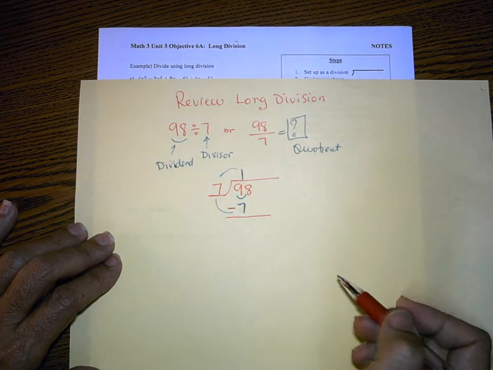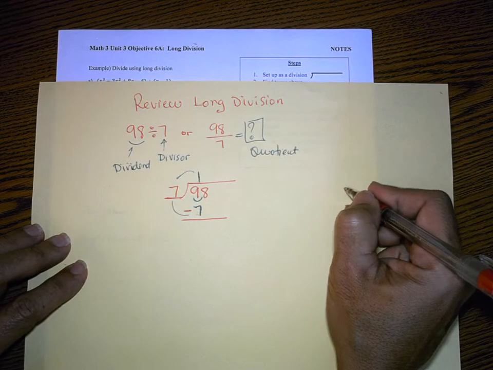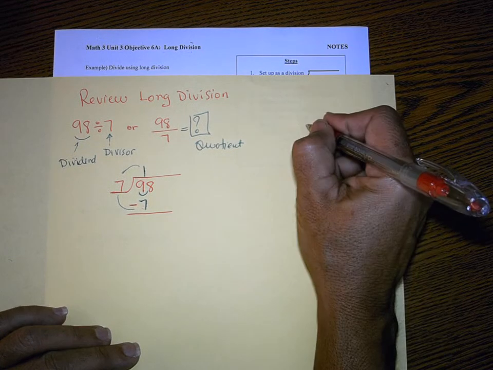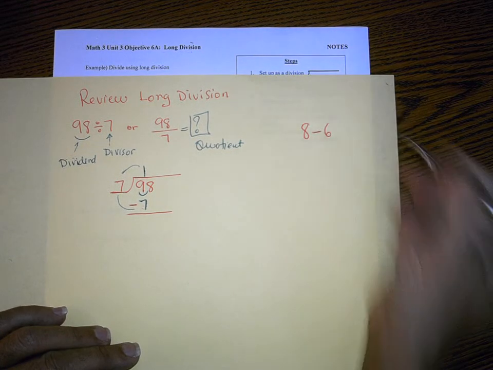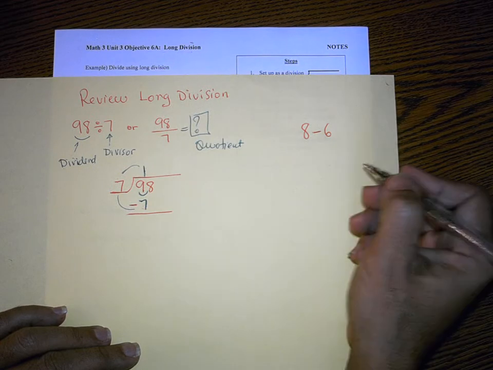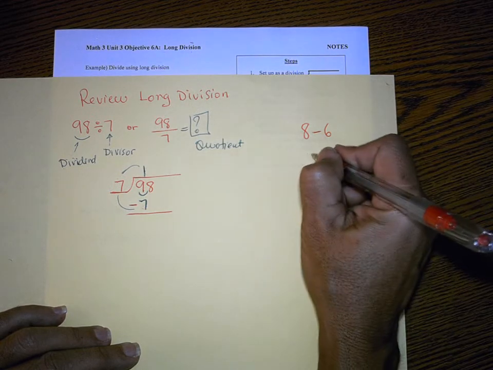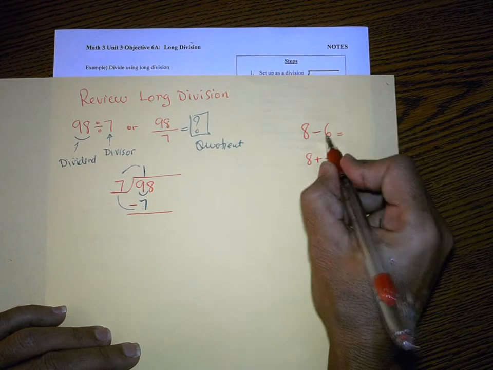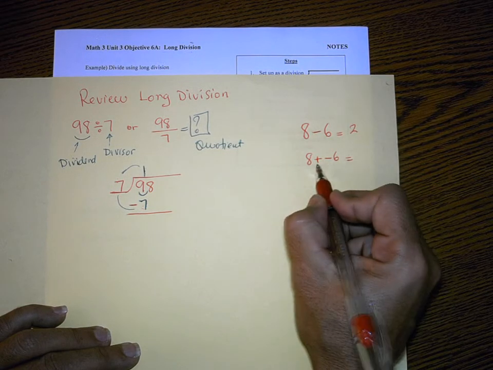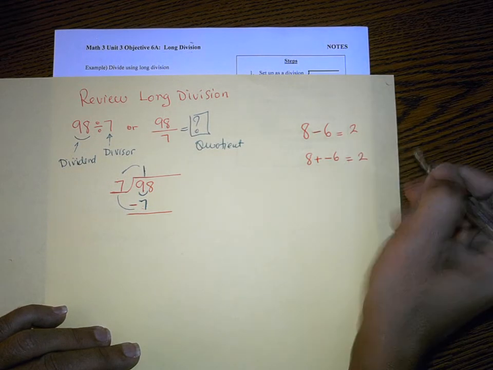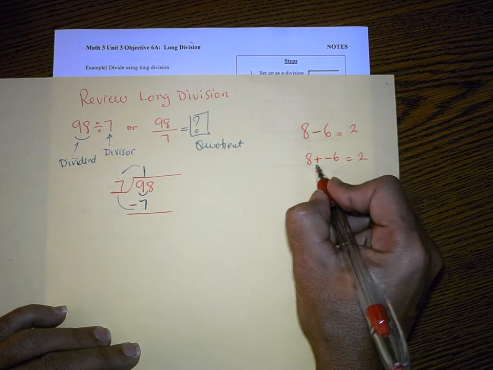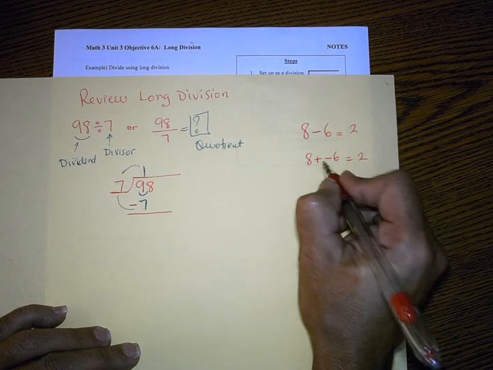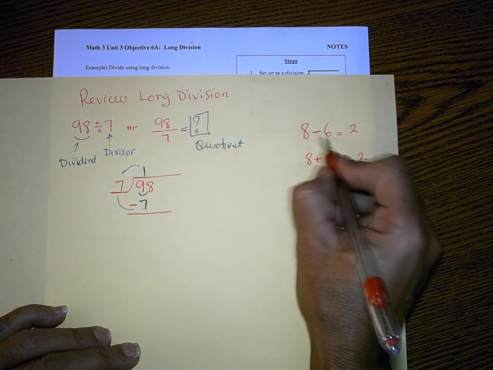In elementary school, some teachers also taught this idea. Let me do a little sidebar right here. Remember, if you ever had 8 minus 6, your teacher would say, can you rewrite it as an addition? You can say 8 plus a negative 6 is the same answer. 8 minus 6 is 2. 8 plus a negative 6 is also 2. Because you have 8 positive and you're adding 6 negative, and you still get a positive 2. So adding a negative is the same thing as subtracting.